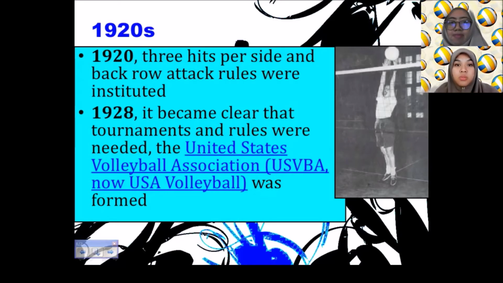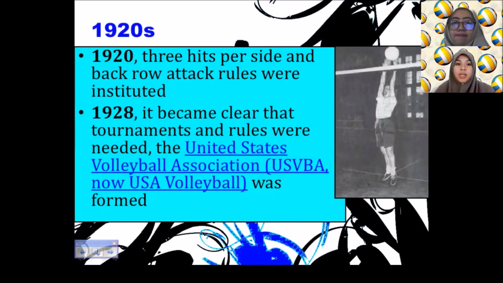So in 1920, three hits per side and back row attack rules were instituted. Meaning to say, kalau sekiranya kamu tahu sedikit pasal permainan volleyball ni, you have only three hits before the ball has to pass to the other side. Right? So in 1920 was when the rule was implemented.